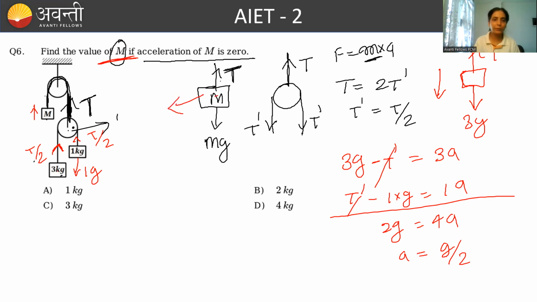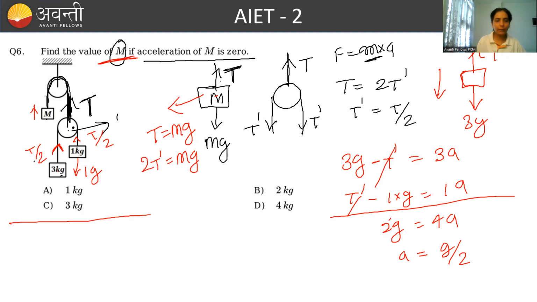Because from here you can see T equal to mg, right? And T dash is equal to how much? T dash is equal to T by 2. So T can be written as 2T dash equal to mg. So if we calculate T dash, we can easily calculate the value of capital M.